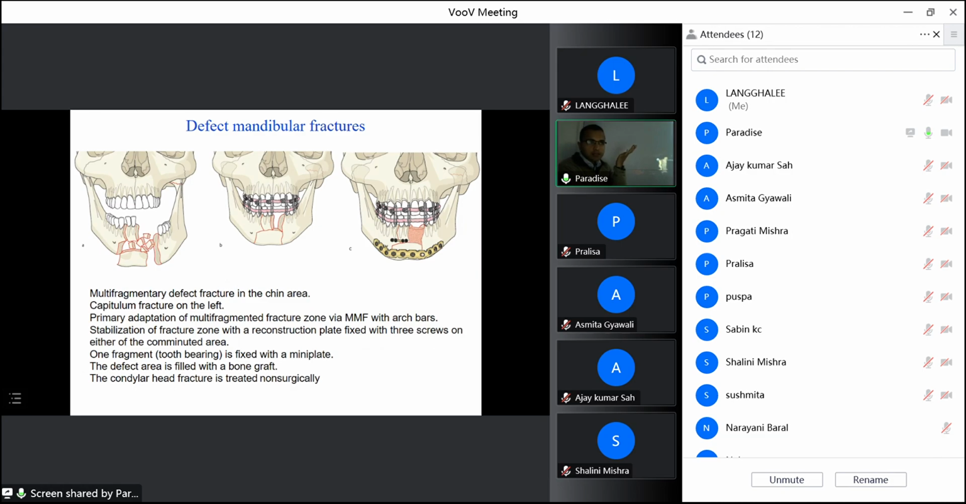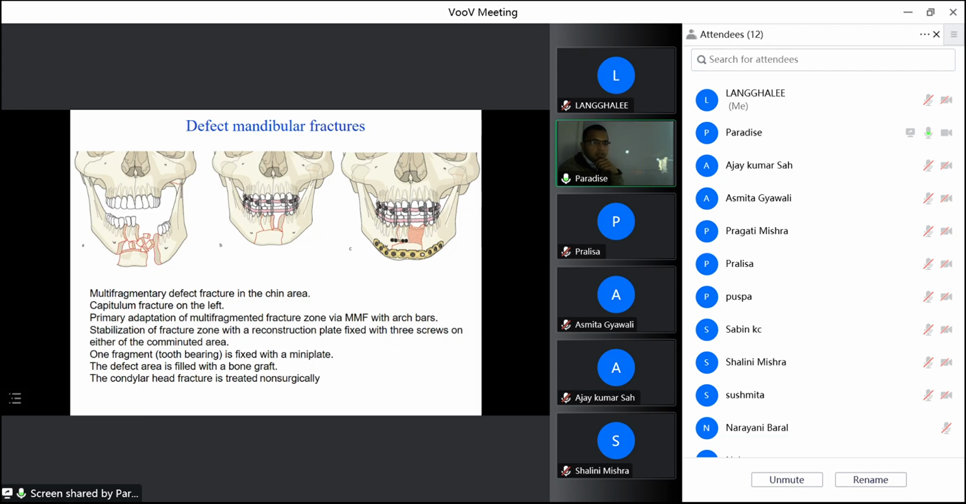Condylar head fracture is treated by non-surgical, closed treatment. You can't put any plate or screw in the head area. For condylar head fracture, it is closed treatment, non-surgical treatment. So for left condylar head fracture, you don't have to do anything. It is non-surgical treatment, closed treatment.